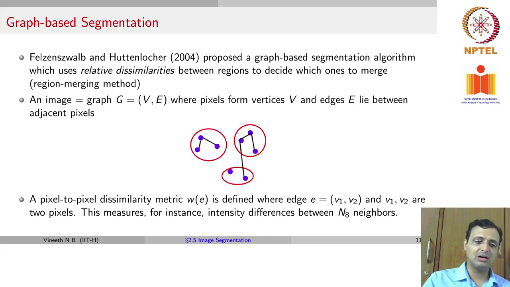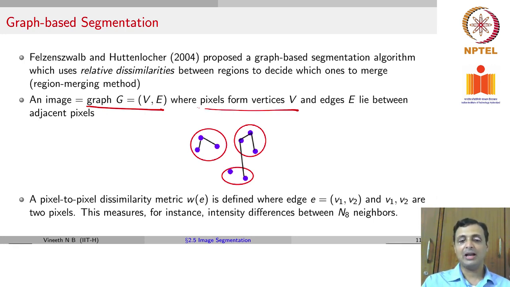So if you consider an image as a graph G with vertices V and edges E, so you have a set of vertices and a set of edges, the pixels form your vertices initially, and edges are defined between adjacent pixels. So we define a pixel to pixel dissimilarity metric. For example, this could be based on the intensity values in these two pixels. You could also define this using more sophisticated mechanisms by probably taking a neighborhood and taking oriented gradients and so on and so forth.